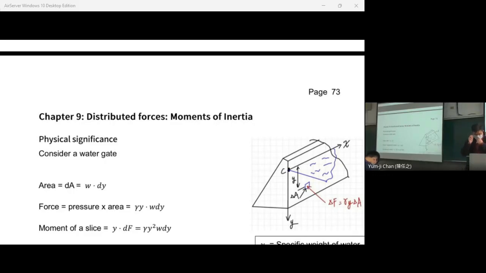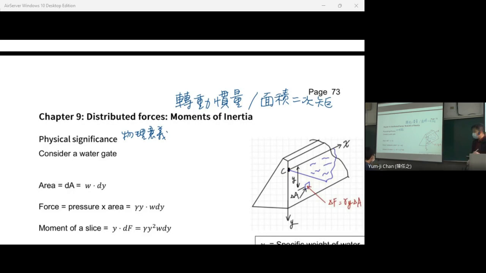Let's begin with chapter 9 and moment of inertia. Moment of inertia in Chinese is 转动惯量, or, as we will talk about in a minute, 面积二次矩, the second moment of area. So the physical significance, 物理意义. Let's consider a water gate.